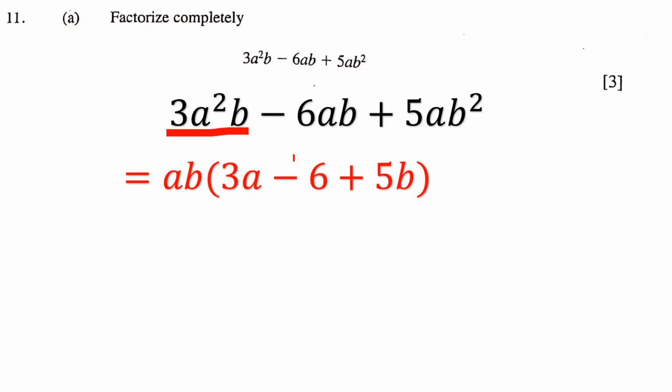Perfect. Next up, we have negative 6ab. But if we do ab times 6, we get 6ab. So we know that this is the right thing that's left over. And let's look at this one. A times 5b is just 5ab squared. How do we know that? Because look, b times b is what? B squared. And a is just going to fit right in, and we already have the 5. So it's going to be 5ab to the power of 2. And so this is the correct answer. AB, open bracket, 3a minus 6 plus 5b.